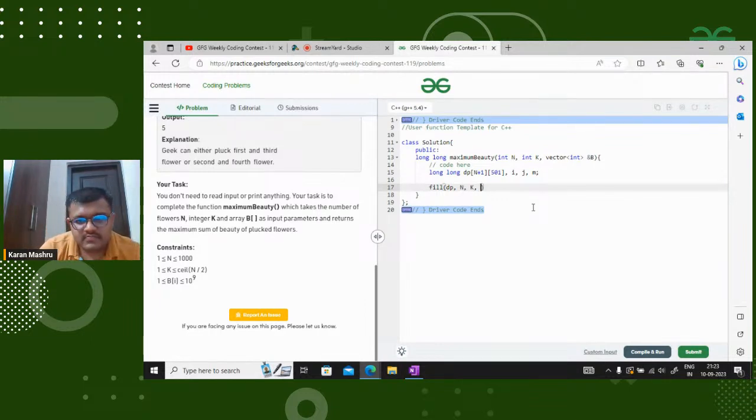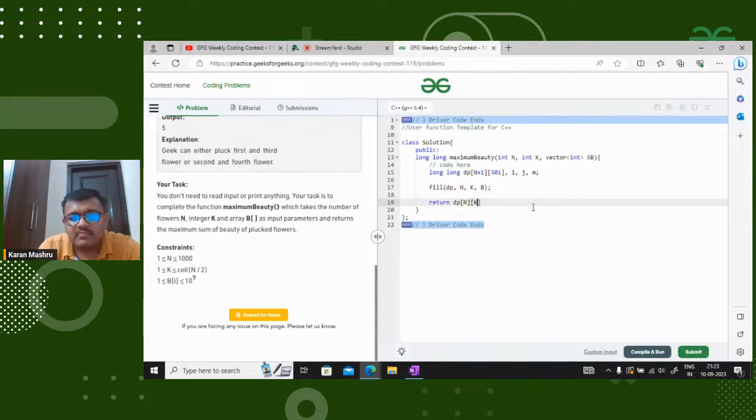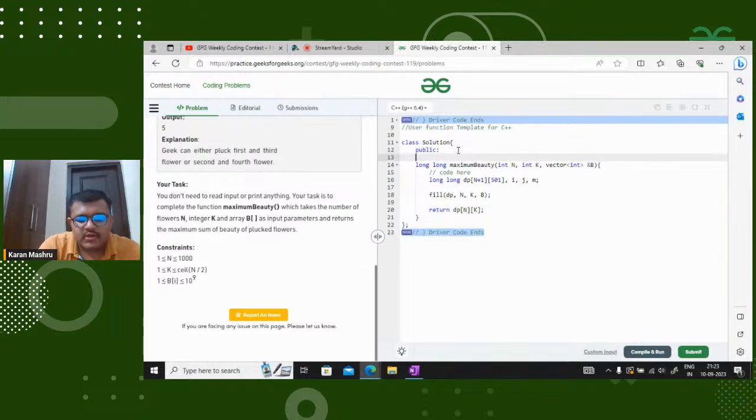And we also need to pass the vector, right? And finally we will return what? Dp of n k. Okay. Sorry. So void fill, long dp of this much size, then I need n, I need k, and I need the vector which is b.